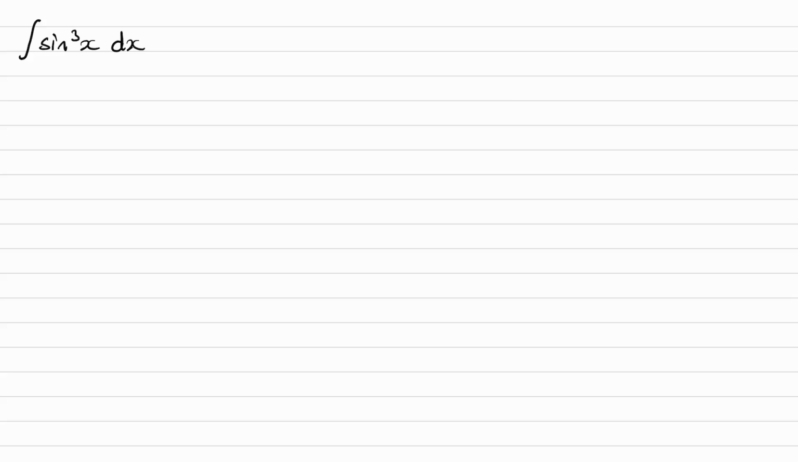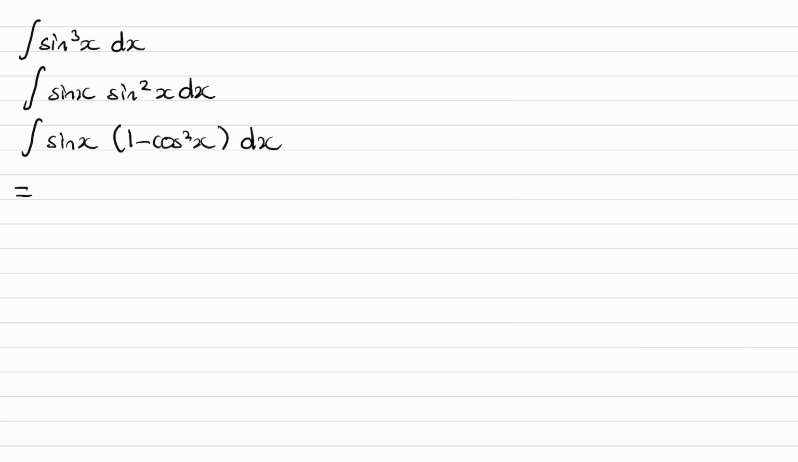I'll first rewrite the sine cubed x as sine x multiplied by sine squared x. That's useful because, using the identity sine squared x plus cos squared x is 1, we can rewrite the sine squared x as 1 minus cos squared x. We can then expand out this bracket. We end up with sine x minus sine x cos squared x.